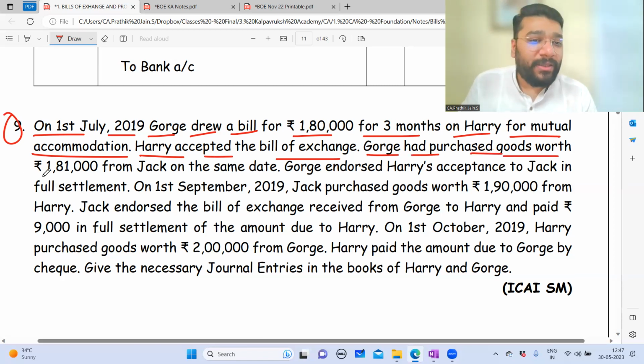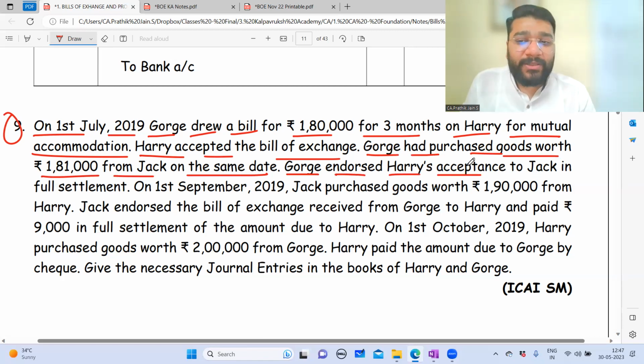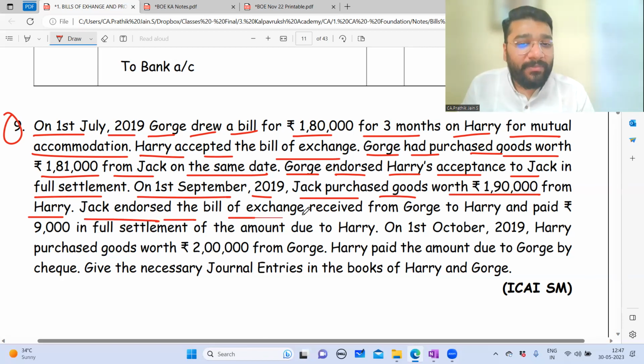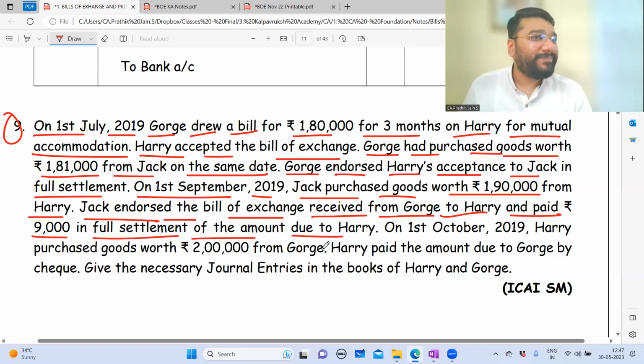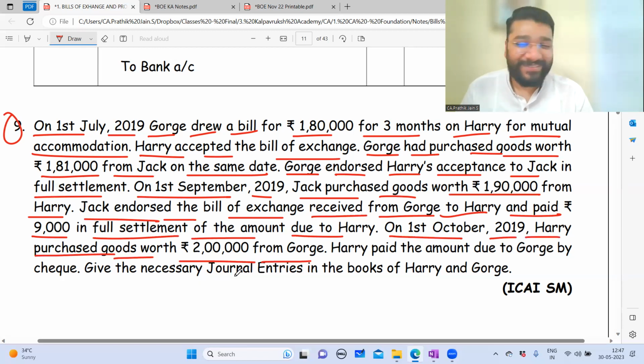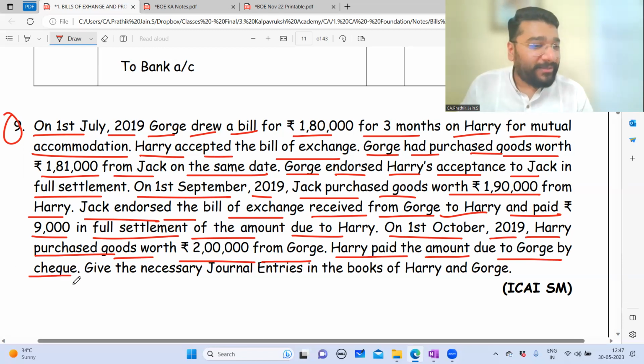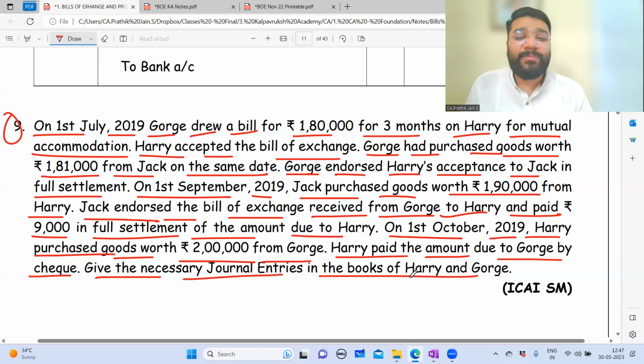George had purchased goods worth 1,81,000 from Jack on the same date. George endorsed Harry's acceptance to Jack in full settlement. On 1st September 2019, Jack purchased goods worth 190 from Harry. Jack endorsed the bill of exchange received from George to Harry and paid rupees 9,000 in full settlement of the amount due to Harry. On 1st October 2019, Harry purchased goods worth 2 lakh from George. Harry paid the amount due to George by cheque. Give the necessary journal entries in the books of Harry and George. How is the question?